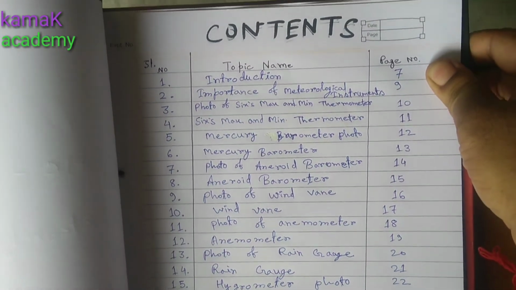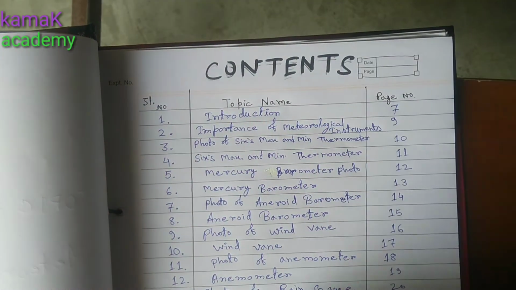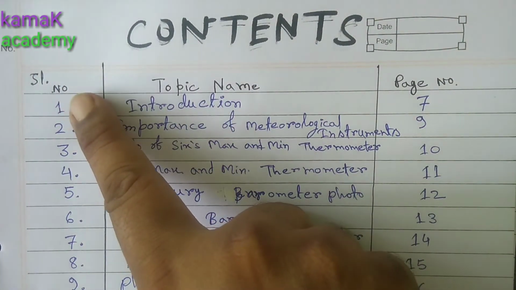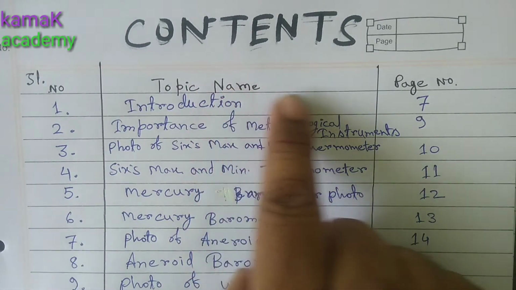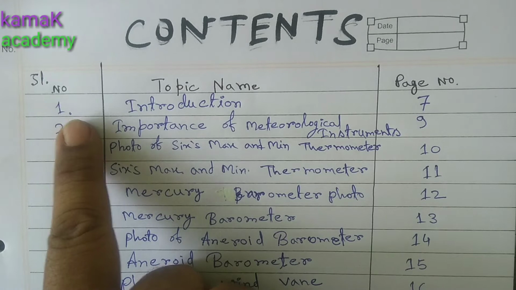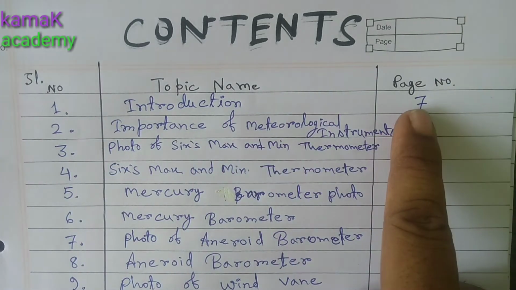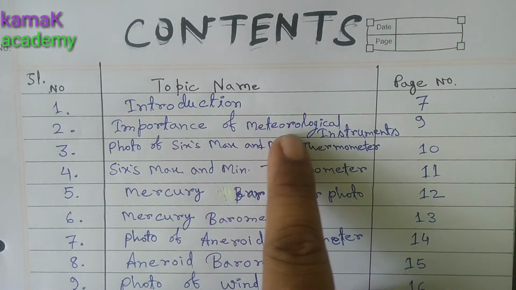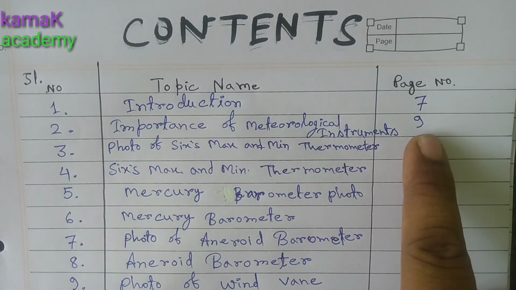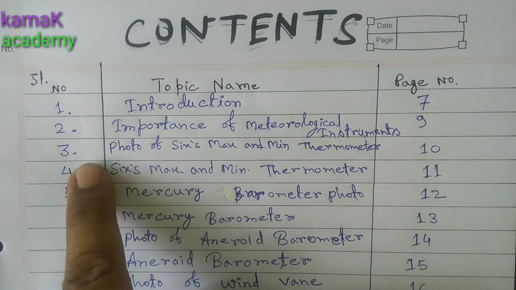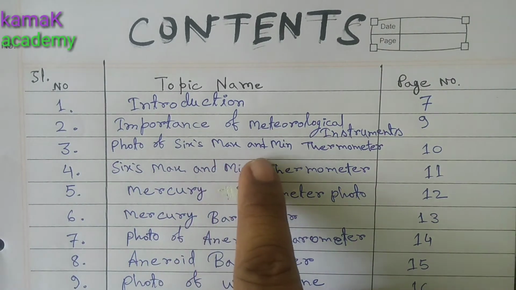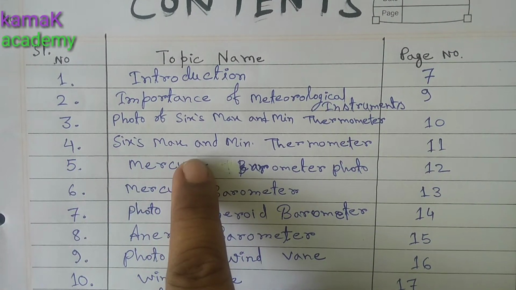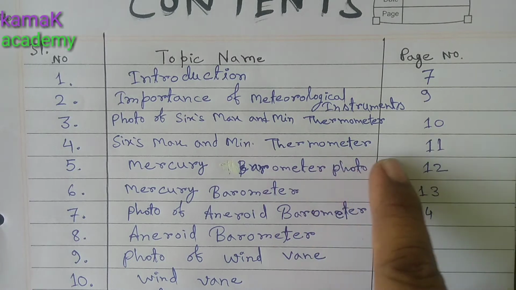Contents. This is the contents page. Serial number, topic name, page number. 1. Introduction, page number 7. Serial number 2. Importance of meteorological instruments, page 9. 3. Photo of Six's maximum and minimum thermometer, page number 10. 4. Six's maximum and minimum thermometer, page number 11.